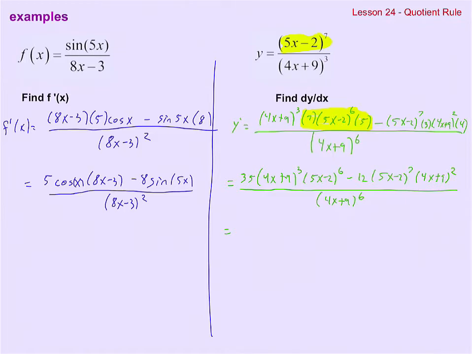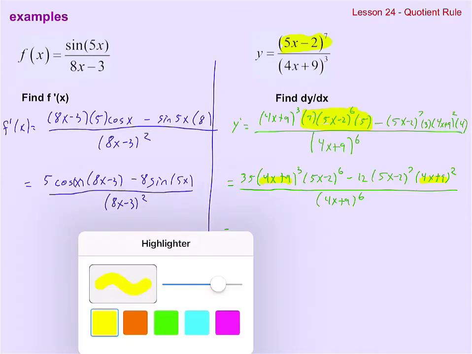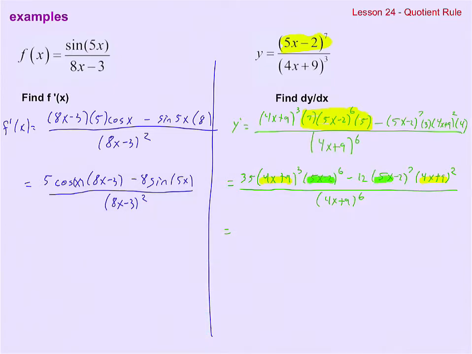And if you look in the numerator, you'll see that there are some things I can pull out. There are 4x plus 9s everywhere. There are 5x minus 2s everywhere, so I can do some pulling out. I'm going to factor some. I'm going to undistribute as many 4x plus 9s as I can. In the numerator, in the first term there are 3 of them, and in the second term there are 2 of them, so I can pull out 4x plus 9 squared. And for the 5x minus 2, in the first term there are 6 of them, in the second term there are 7, so I can pull out 6.